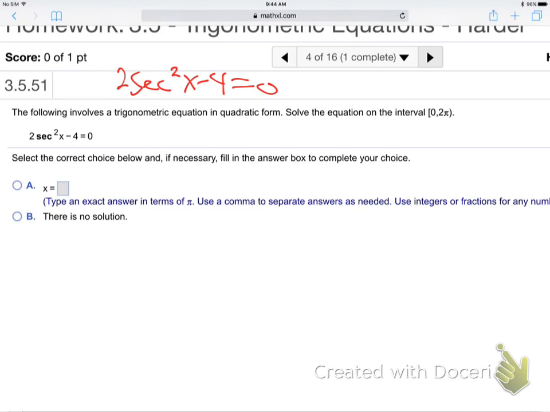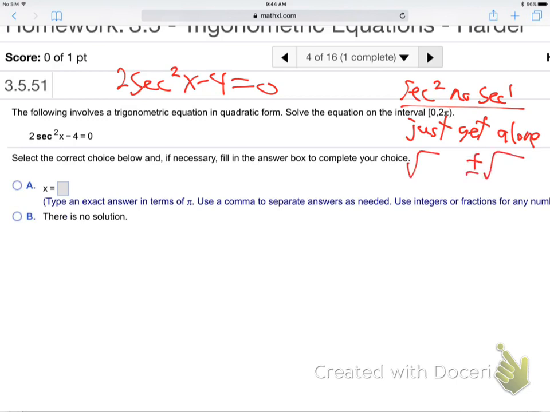All right, so again, it's secant squared, no secant to the first. So just get it alone and root, plus or minus root, huh? That's what we're thinking. If there was secant squared and a regular secant, say this was 4 secant, then I would do the get a 0 factor thing, huh? Everybody got those two techniques? If you got secant squared and regular secant, that's get a 0 factor. If you just have secant squared, that's just get it alone and root it, plus or minus root thing.